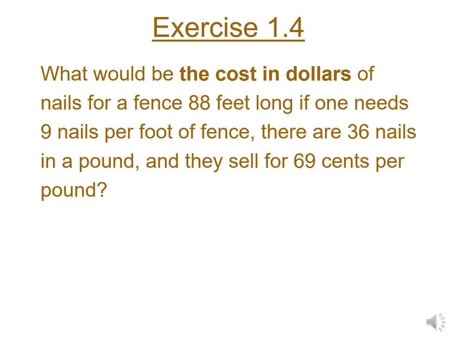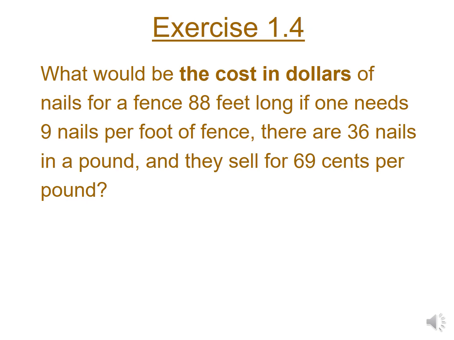Let's do one more exercise. This is sort of the problem you find in high school books, but we're going to try to solve it using the unit factor method, which is the ideal one to convert from one unit to another. So what we have here is, it says what would be the cost in dollars of nails for a fence 88 feet long if one needs 9 nails per foot of fence. There are 36 nails in a pound and they sell for 69 cents per pound. So we're trying to find the cost in dollars of the nails for an 88 foot long fence.